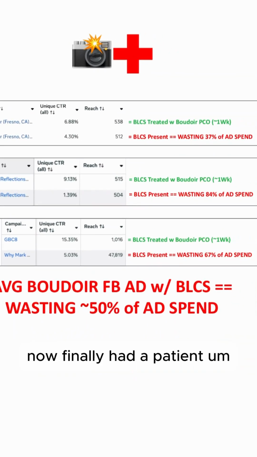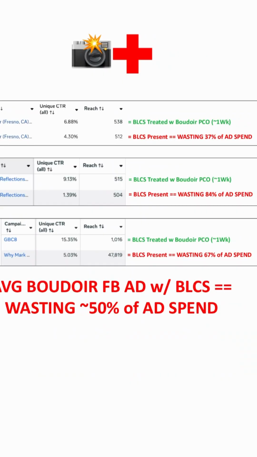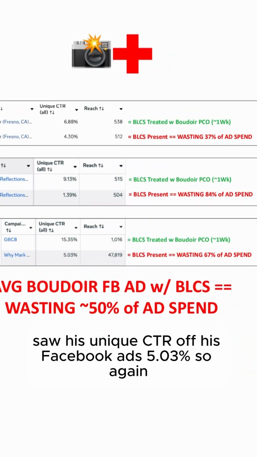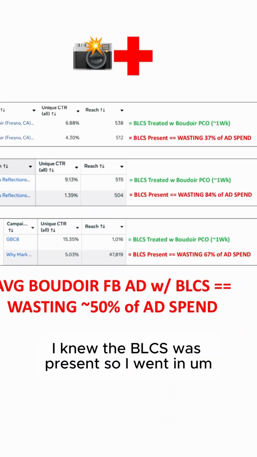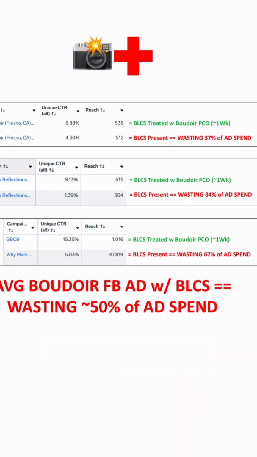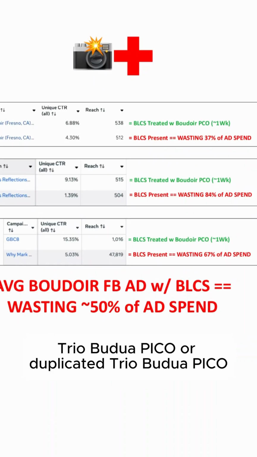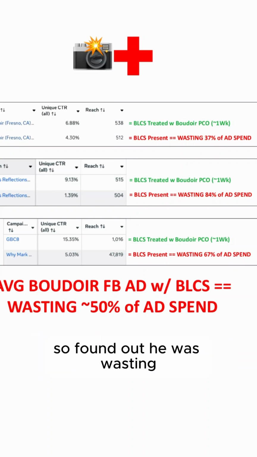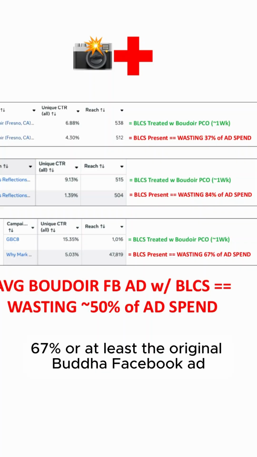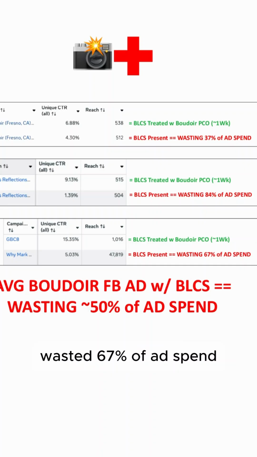Now, finally, I had a patient whose Facebook ad unique CTR all was 5.03%. So again, I knew the BLCS was present. So I went in, treated it with Boudoir Pico, duplicated it, took about a week, and got his unique CTR all up to 15.35%. So I found out the original Boudoir Facebook ad was wasting 67% of ad spend.